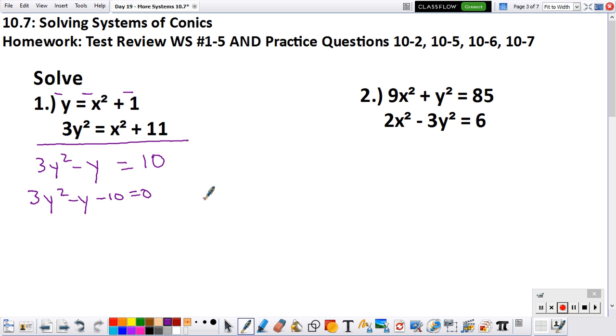And let's see if we can split the middle. Let's factor before we start going to other crazy methods. So let's see, 3 times negative 10 is negative 30. What adds to negative 1 that multiplies to negative 30? Negative 6 and negative 5. So I'm a foiler, so I'm gonna set it up that way. If you're a boxer, you should set it up that way.